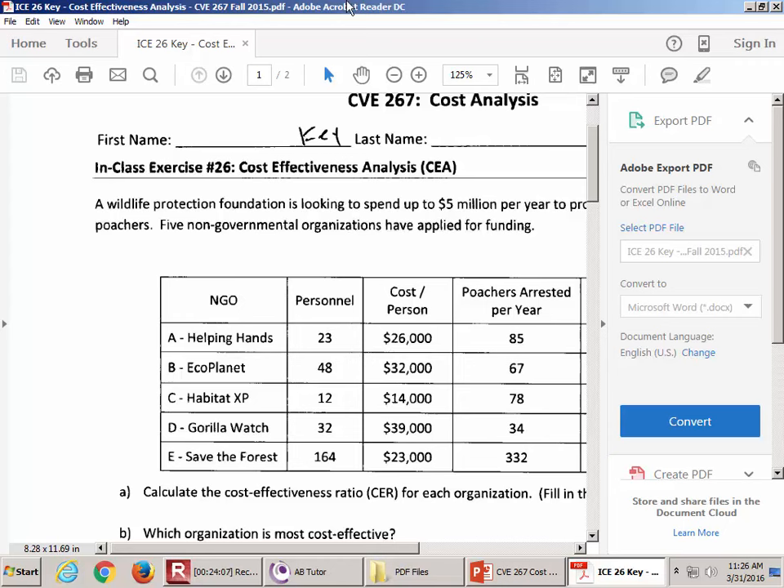Okay, now this is a little tricky because the costs you're given are cost per person. You have personnel and cost per person, and so you're going to need to find out the total program cost for each of the NGOs, so that the total program cost is going to be your measure of C. And then this column, poachers arrested per year, this is the effectiveness. So the final column you're calculating is a C to E ratio. And don't just use the cost per person, because this is how much they're spending for each of their personnel. We need to know the total organization's expense. So multiply personnel and cost per person together.